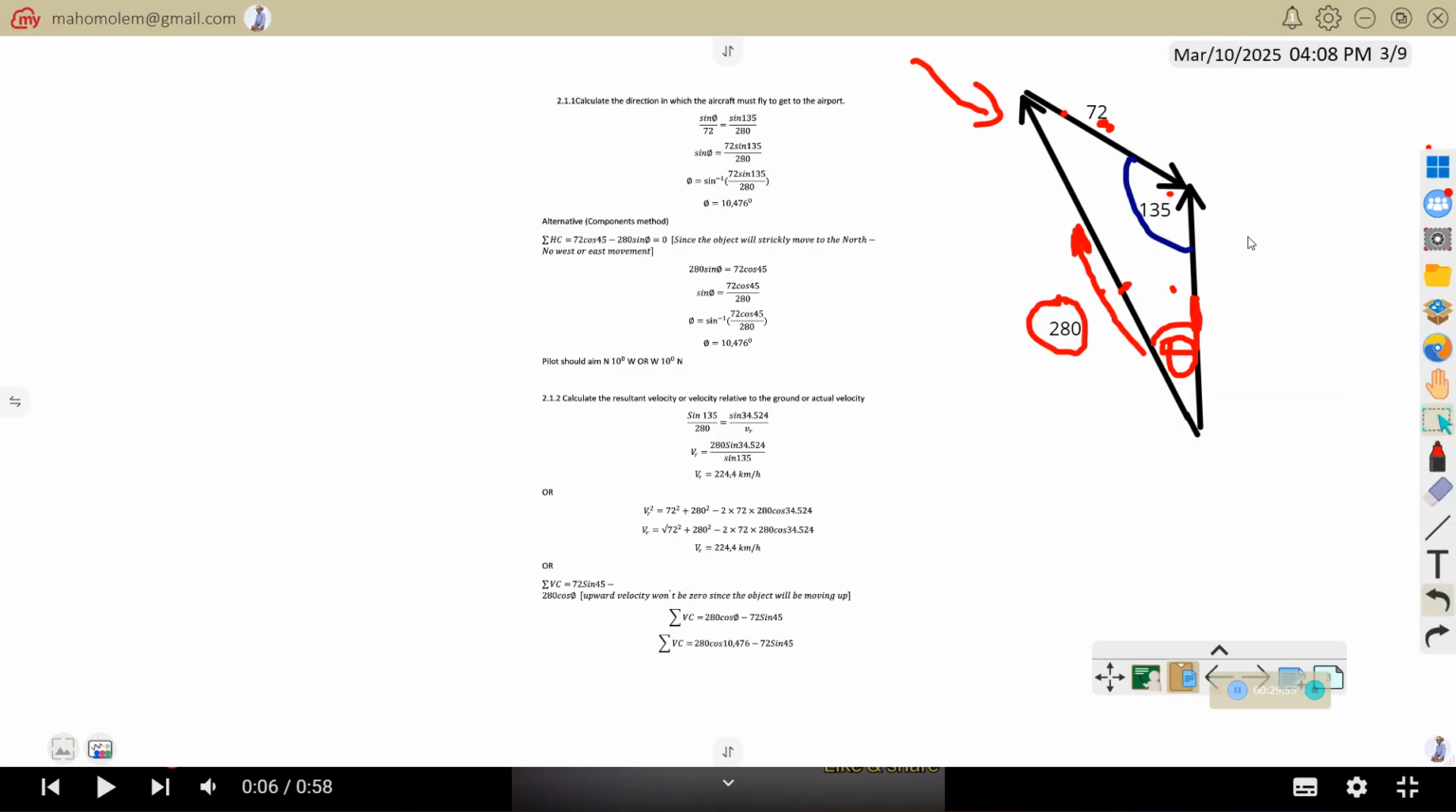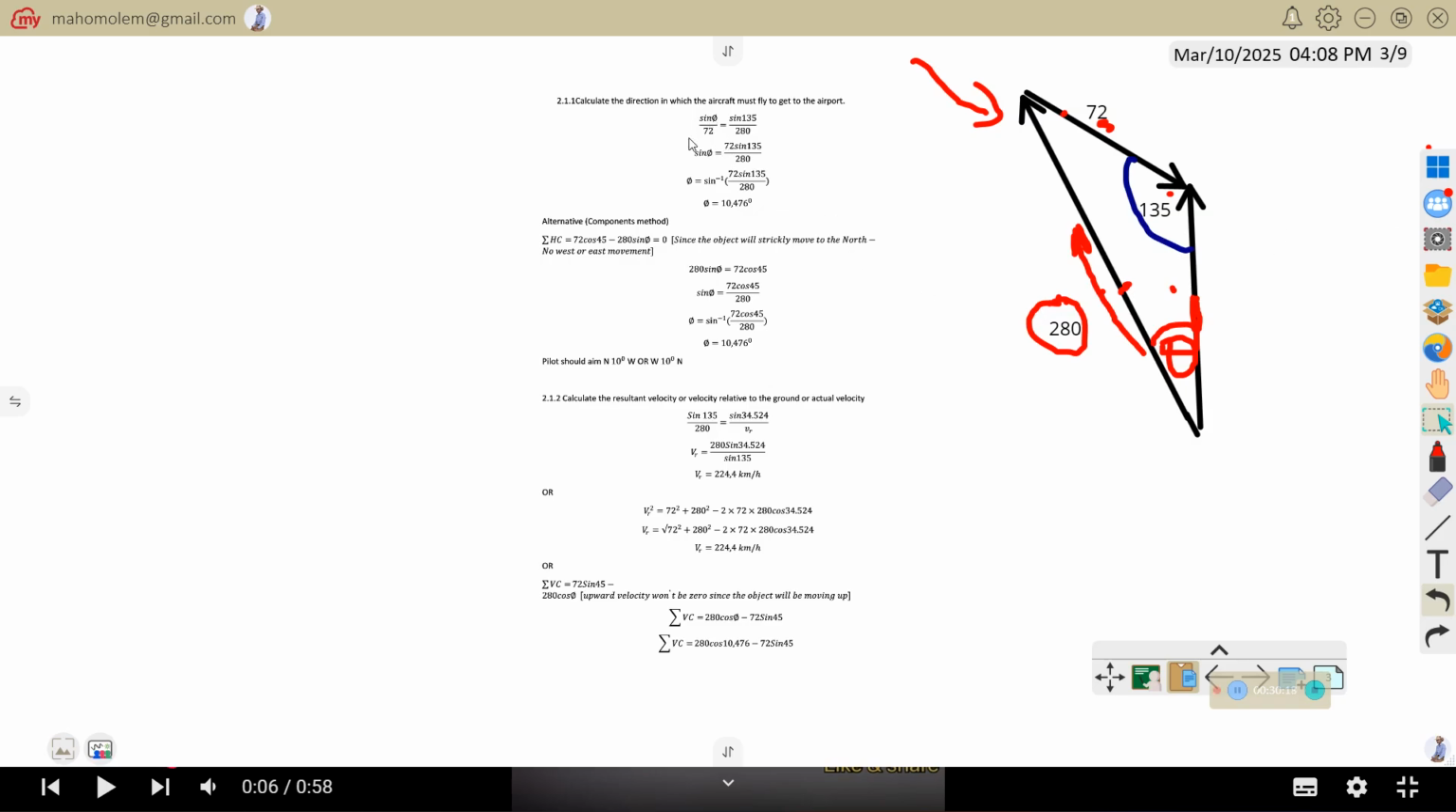The wind managed to change that direction and also affected the speed, decreasing it. So as I've said, this line here is going to represent that speed. That is the speed we are going to call the resultant speed, or the actual speed, or the speed relative to the ground.